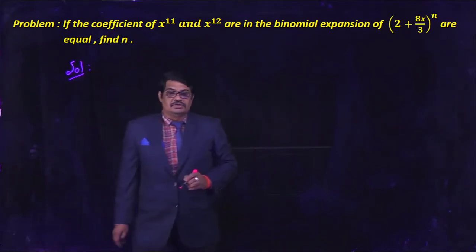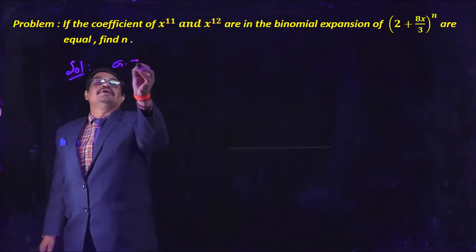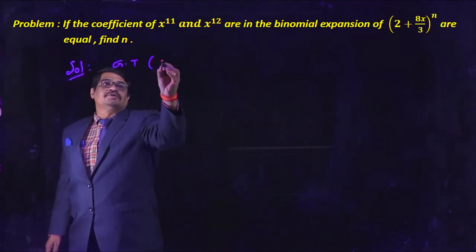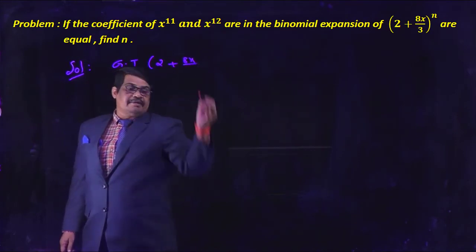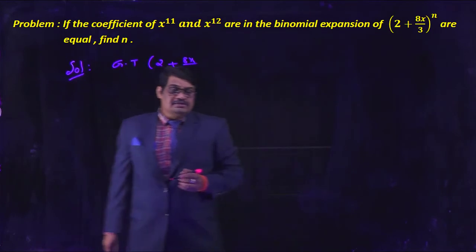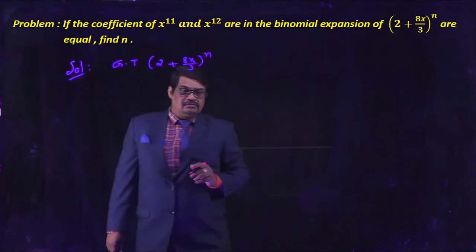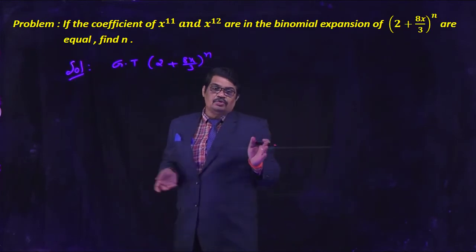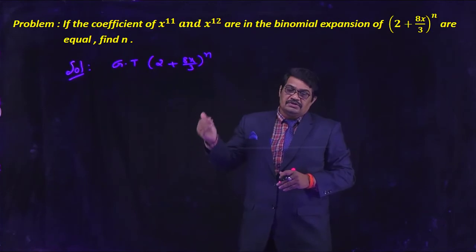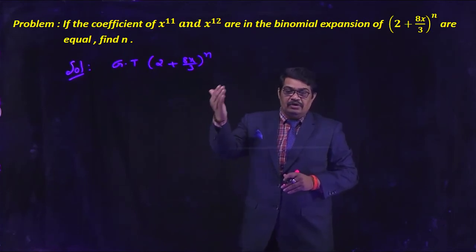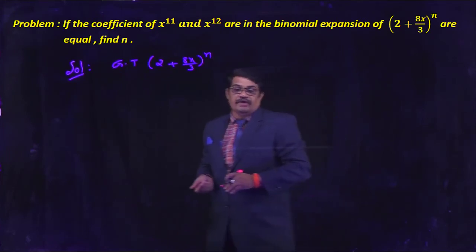See the solution. What is the given expression? The given expression is (2 + 8x/3) to the power of n. In that, the coefficients of x^11 and x^12 are equal. Then we have to find the value of n.